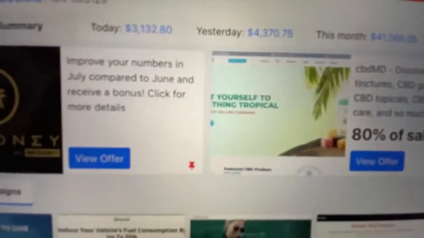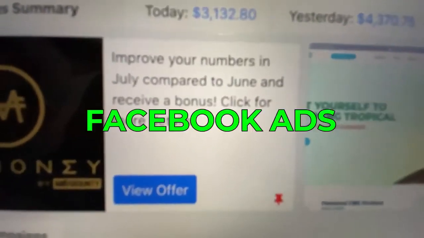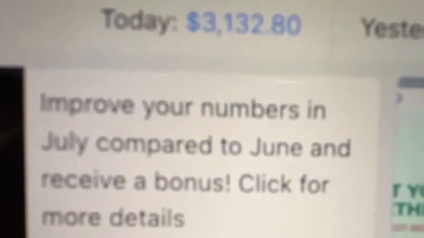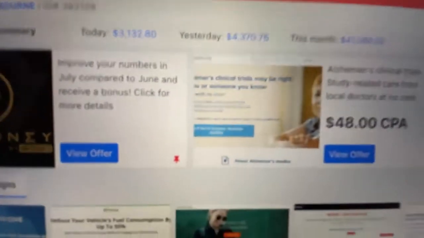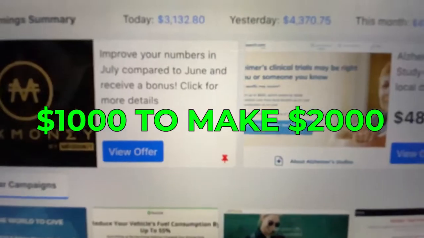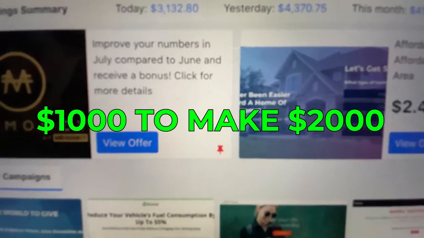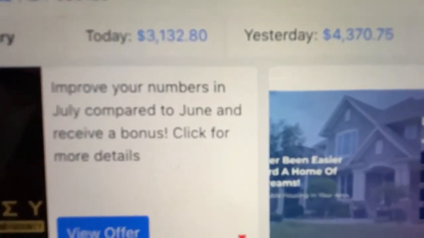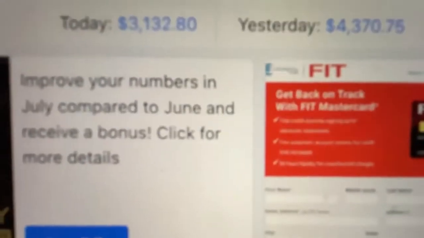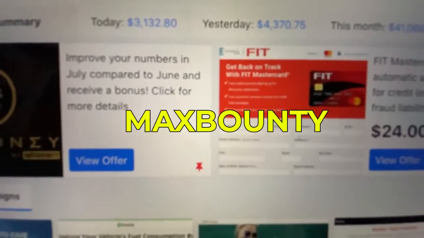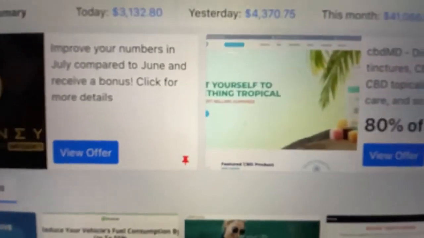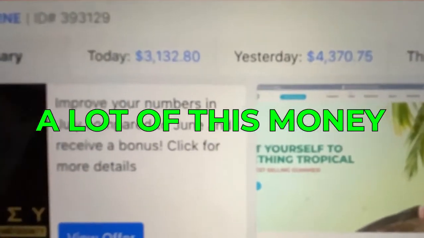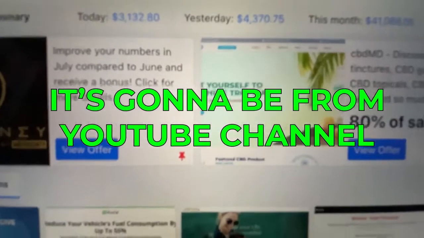All right, Learning Machines, so far from the $1,000 basically spent on Facebook ads, that is $3,000 right there. But that's not 3x ROI from the Facebook ads. Basically, I spent $1,000 on Facebook ads to make about $2,000 back. It was $1,800 back. But I have other income streams, a whole entire YouTube channel that pushes traffic to CPA offers on MaxBounty here that basically gets conversions all day long. So a lot of this money today also is going to be from my YouTube channel.